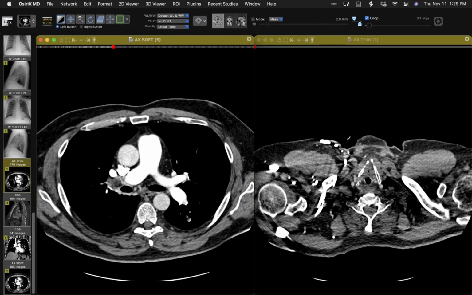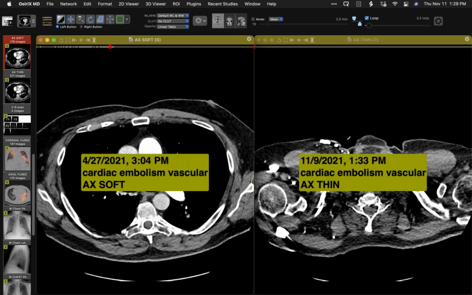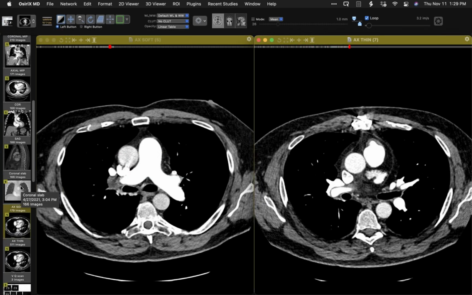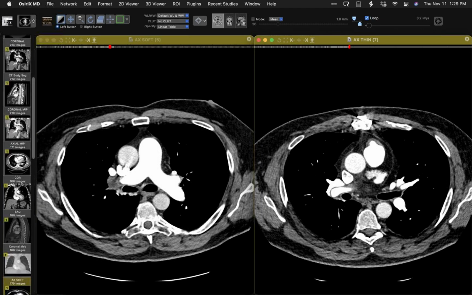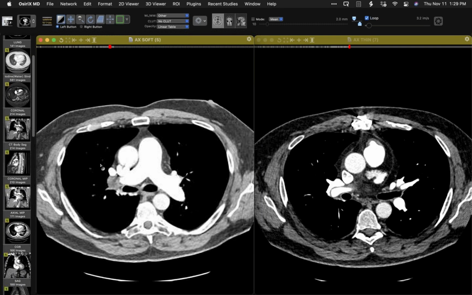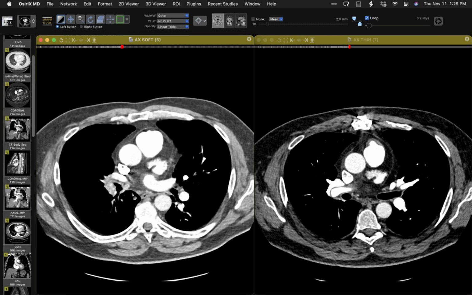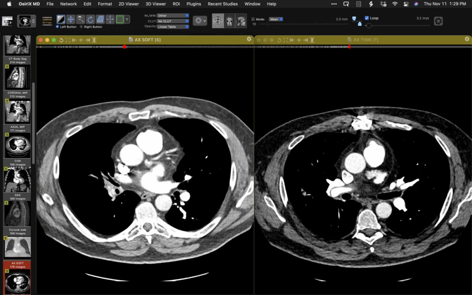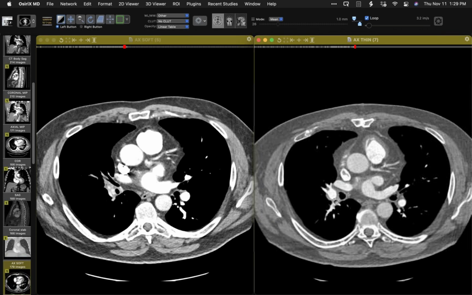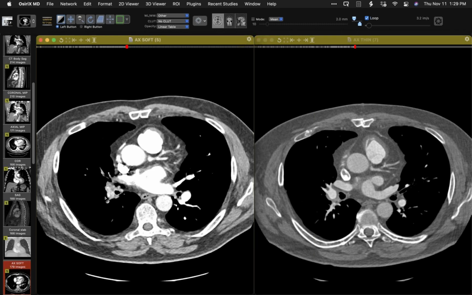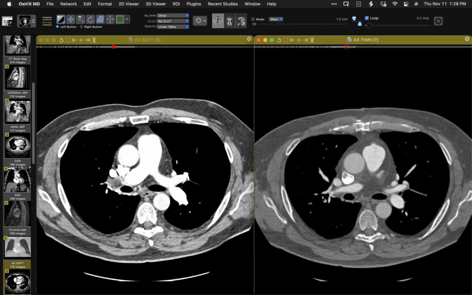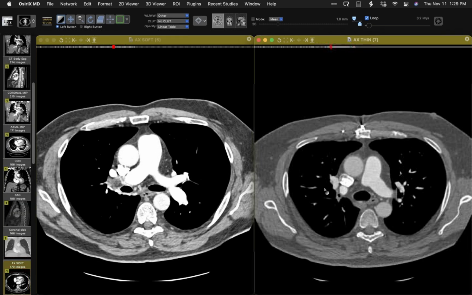So here we have, let me go back to before, if I can get my timing right here. There, in April, and look how nicely the surgeon was able to do an endarterectomy to restore blood flow to the right lower lobe. And let's go to the left upper lobe.